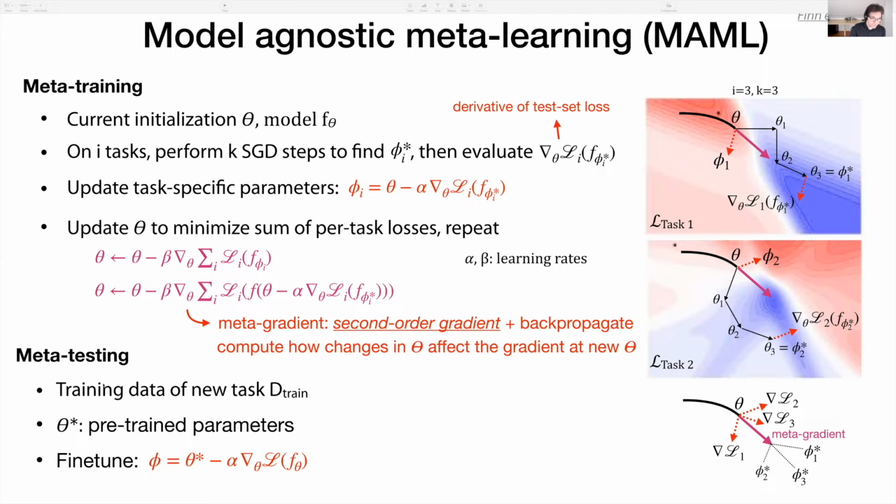At meta test time, after we've learned that, we can, of course, learn very fast. We only need a few steps of gradient descent to then find a phi that's specific to our new test task.